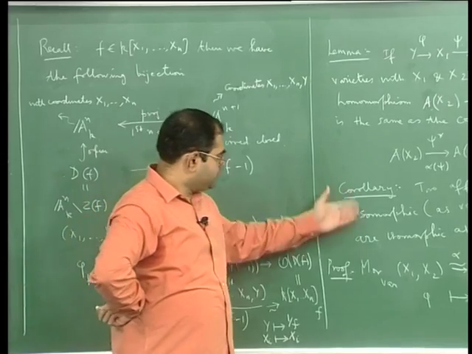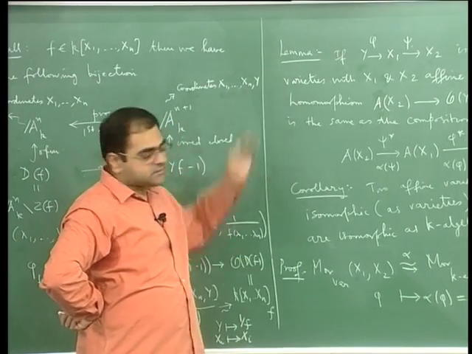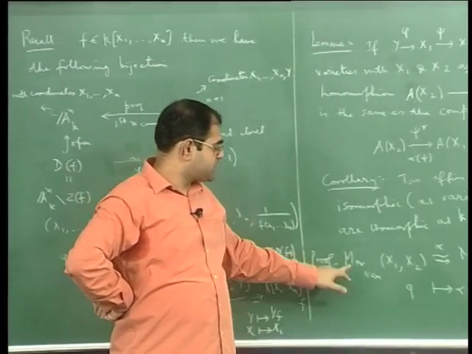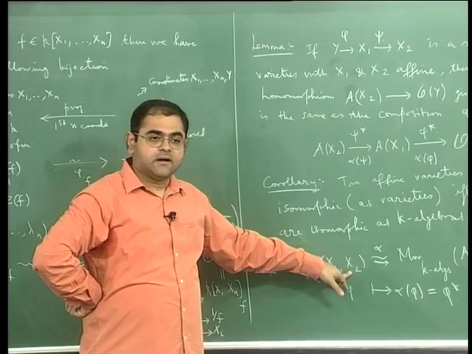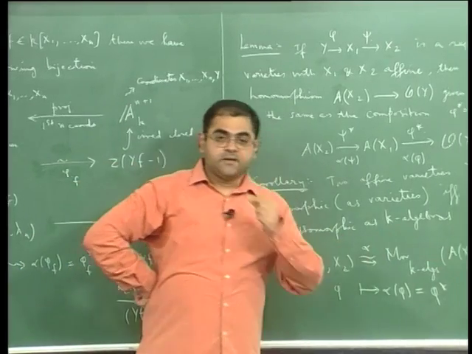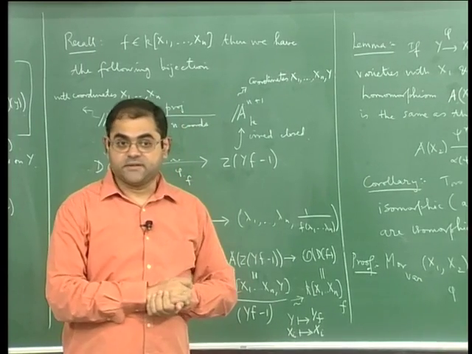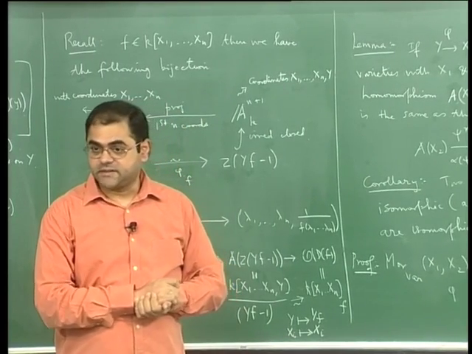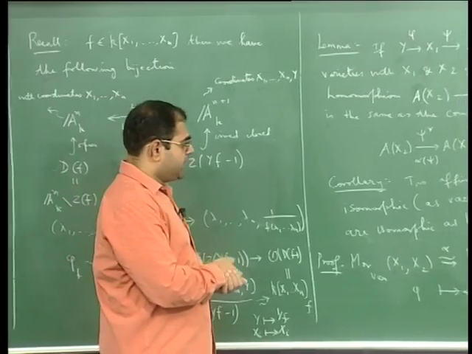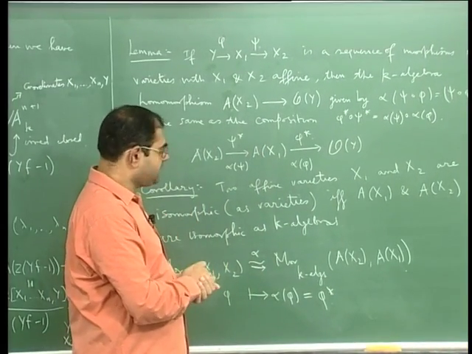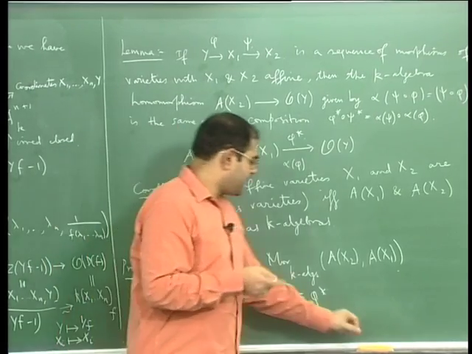So you get this corollary as a result of this lemma and the earlier theorem that morphisms into an affine variety are in bijective correspondence with k-algebra homomorphisms from the polynomial functions restricted on the affine variety. This completes the statement that we have an equivalence of categories.